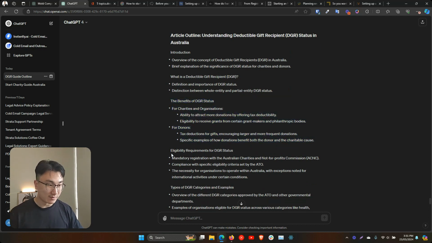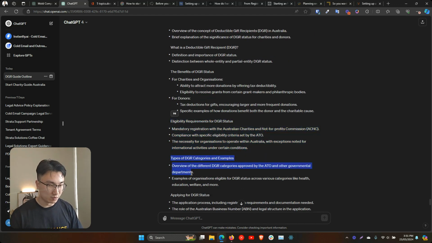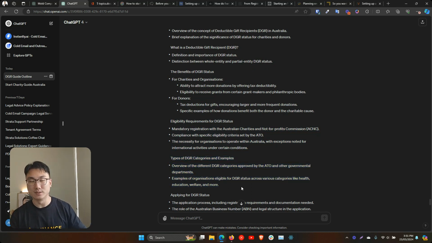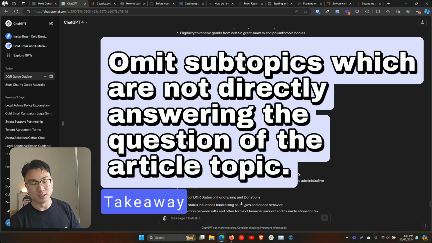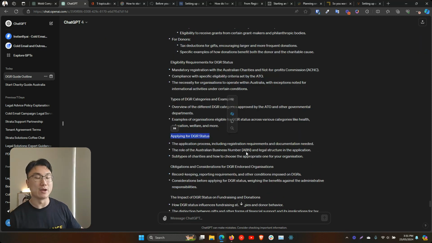And then now we're talking about eligibility requirements, which is not really directly answering the questions. So we'll probably remove that. We'll probably include types of DGR categories and examples, because that does answer what is a deductible gift recipient. A deductible gift recipient includes categories and examples, which we can include in this subtopic. Applying for DGR status is a wholly separate topic about how to apply for it, so we wouldn't really include this in there. We'll probably include a link once we have finished writing this article to another article about how to apply for DGR status. So that's what we will do.